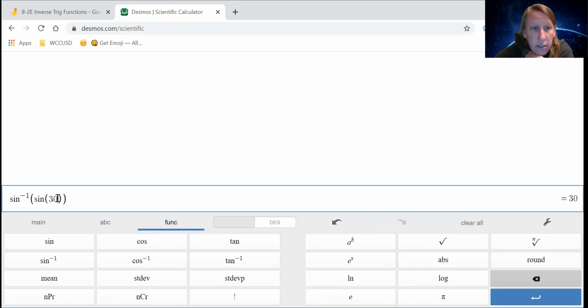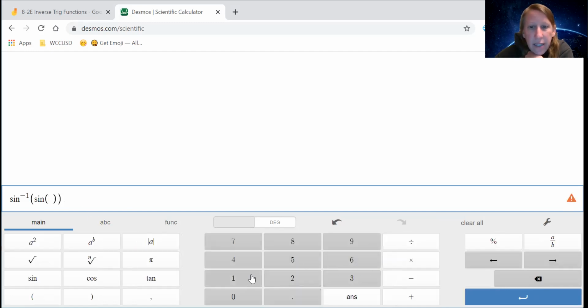Okay, the inverse sine of the sine of a 19-degree angle is 19. This is a really complicated way to write the number 19. Okay, the inverse sine of the sine of a 45-degree angle is 45.